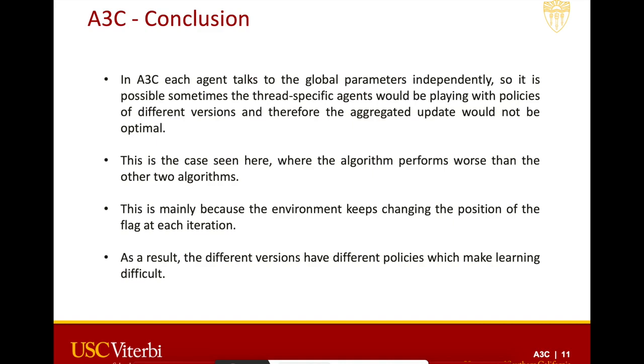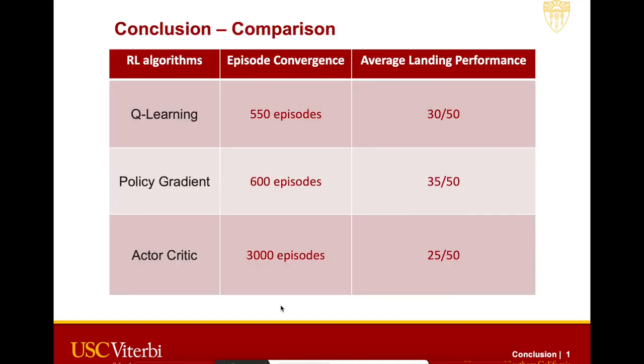So finally, as a conclusion, on the three algorithms which we used, which are policy gradient, deep Q network, and A3C, we can see that the Q learning model took the least time to converge. It had around 550 episodes. The policy gradient took just 50 episodes more than that. The actor critic was the worst model.